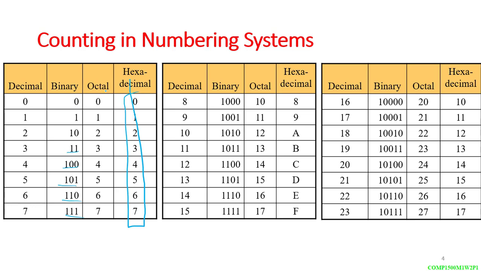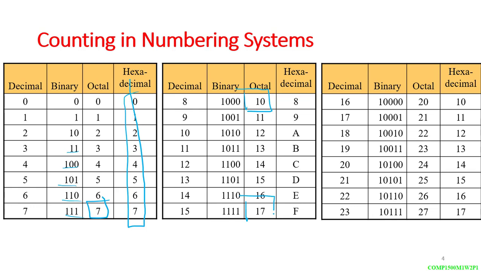But let's look at octal. 0, 1, 2, 3, 4, 5, 6, 7. 7 is our maximum. After 7, we get 10. 10, 11, 12, 13, 14, 15, 16, 17, our maximum. Then we get 20. From 20 to 27, and so on.